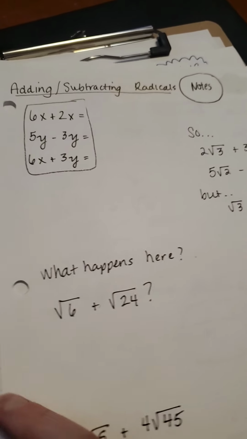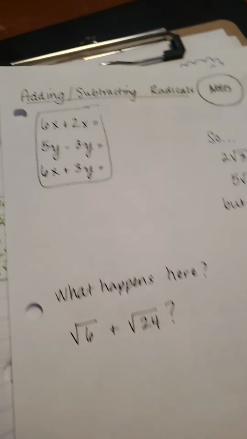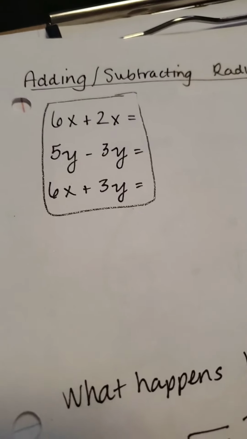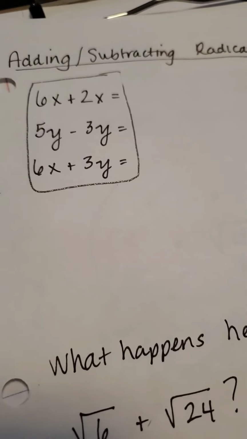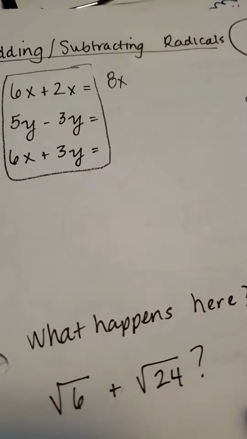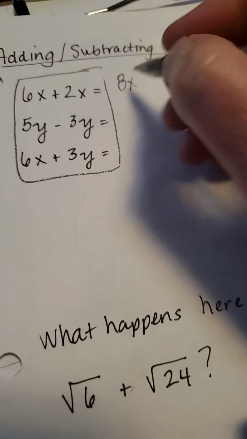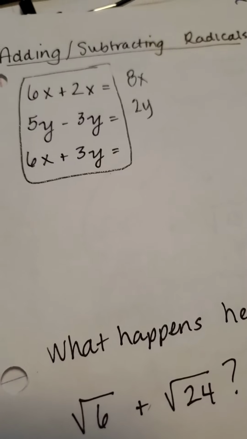So in terms of adding and subtracting radicals, I wanted to start this off by saying that you can add and subtract what we call like terms, like 6x plus 2x. You know that. That's no surprise to you. And 5y minus 3y. You know that. No surprises there.